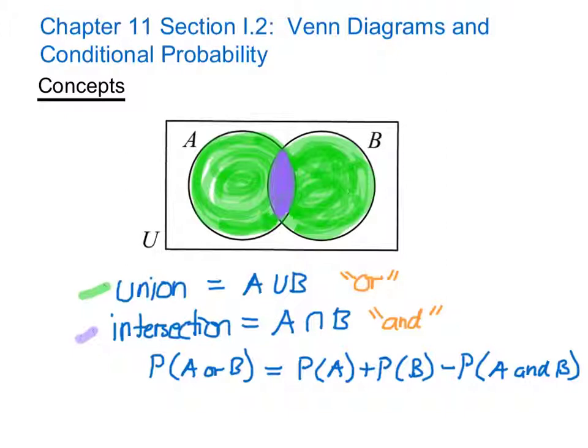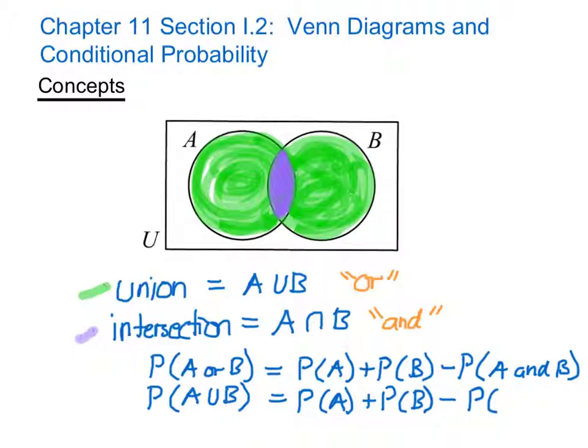Using the notation that we learned in Chapter 1 and that we've just reviewed, we can rewrite this equation so that the probability of the union of A and B is equal to the probability of A plus the probability of B minus the probability of the intersection of A and B. This equation is the same exact equation that we saw in previous sections. It's this equation, just using different terminology.